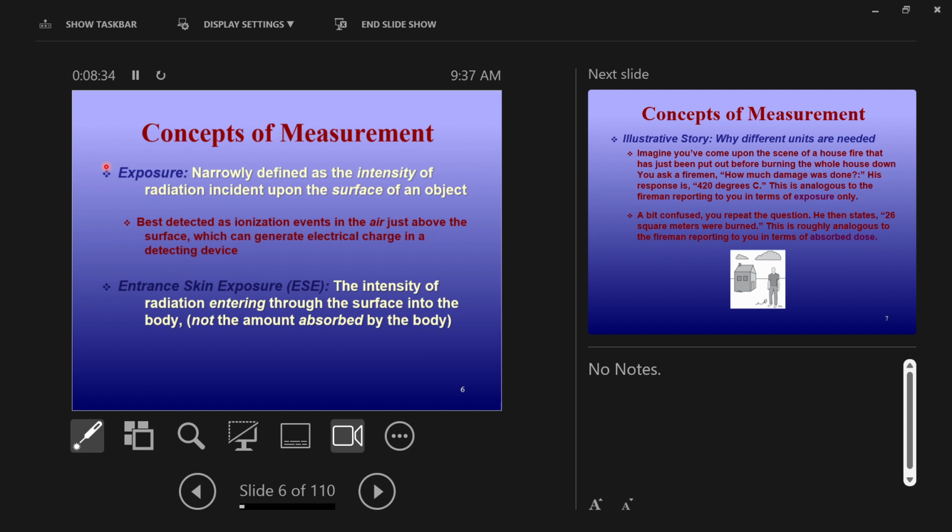That's exposure. Okay, I'll read the definition, then we'll try to maybe break it down a little bit. So the definition is the intensity of radiation incident upon the surface of an object. Let's start off with the first part of that. What do they mean by intensity?